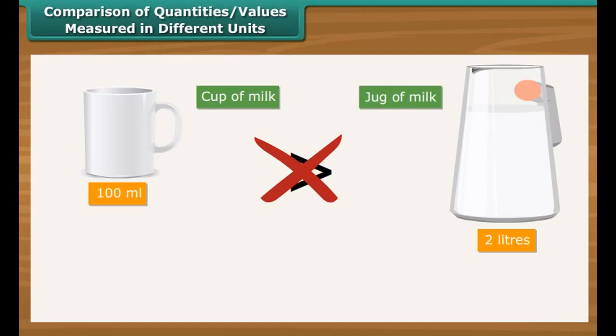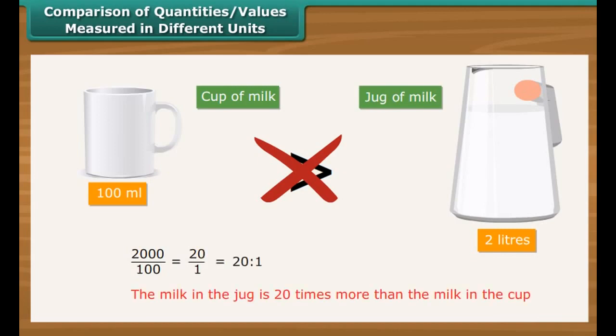Express 2 liters as 2000 milliliter. Now the quantities are comparable. Let us find the ratio. 2000 by 100 is the same as 20 by 1 or 20:1. Therefore, the milk in the jug is 20 times more than the milk in the cup.